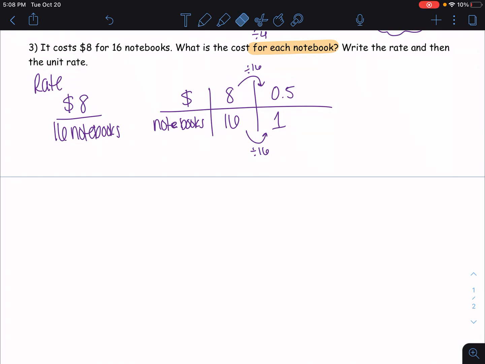So 16 doesn't really work great with getting to 100, but 8 is also half of 16. So this is going to be 50 cents for 1 notebook. So we can't just automatically assume that the larger number goes on top. We have to follow what the rate says. This says for each notebook, so the notebooks have to go on the bottom. So just make sure that you're being careful about that.